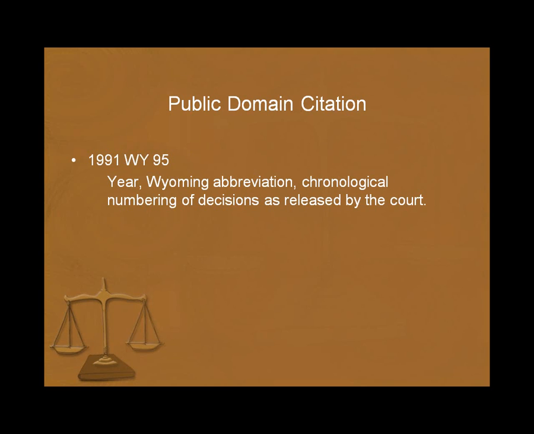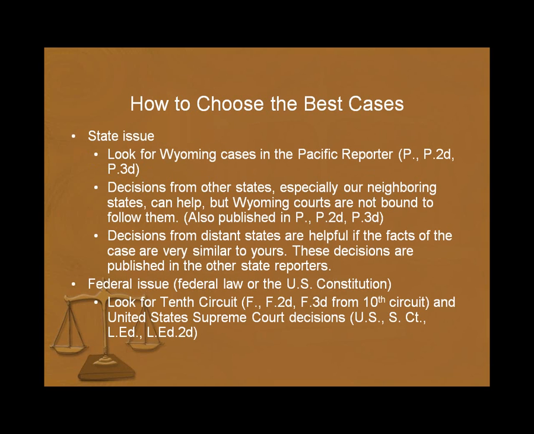Just a point for your own recognition. I don't know if you'll ever be asked to choose the best cases. I don't know if there is any way to determine what the best cases are, but here are a few guidelines that you can think about if somebody comes up with this question to you. If you're dealing with a state issue, then your first and best choice is to look at Wyoming cases. So you're looking for something that's from Wyoming out of the Pacific Reporter, so abbreviation P, P2, or P3. Because our Wyoming courts are going to be bound by those decisions as long as the facts are similar.